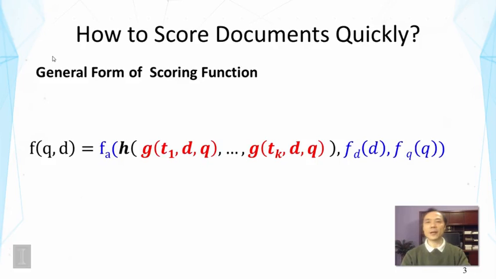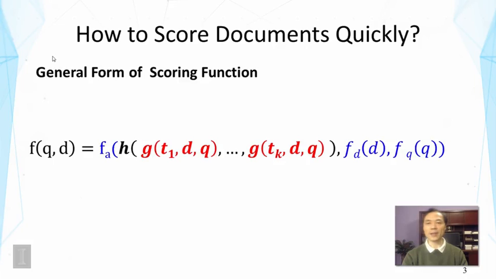So let's think about what a general scoring function might look like. Now, of course, the vector space model is a special case of this, but we can imagine many other retrieval functions are of the same form. So the form of this function is as follows. We see this scoring function of document D and query Q is defined as first a function of f sub a, that's an adjustment function. That would consider two factors that are shown here at the end, f sub d of D and f sub q of Q.